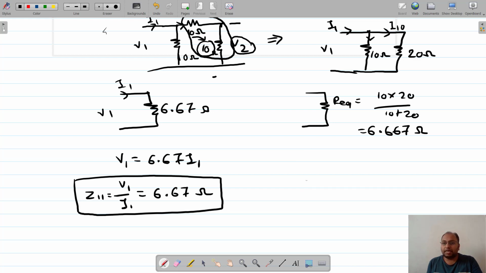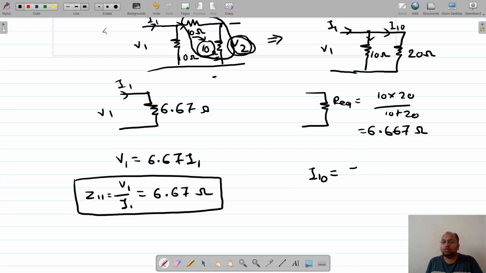So let us apply the current division rule in order to find out I10. We need to find out the drop across this 10 ohm resistor, and that will be my V2. Once I find out V2 in terms of 10 multiplied by I1, I am going to easily find out Z21. Are you getting it? So in order to find out Z21, we need to apply the current division rule to find out I10. So I10 is found out like this.